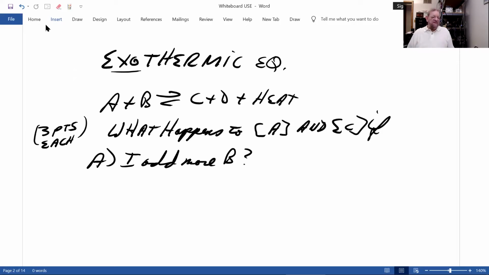Why don't you try this one first? You have that exothermic reaction. A plus B is in equilibrium with C, D, and heat. What happens to the concentration of A and C if I add more B? Your turn.